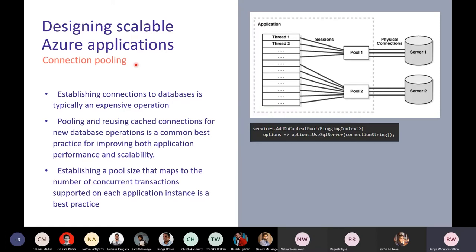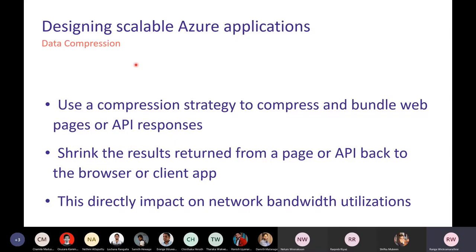Yep. Then the most important part, data compressing. I guess most of the bundling packages support this nowadays. Even back in the day, IIS server had something called dynamic compression and static compression. It tries to compress the content pushed out from the web server to the client. So it actually helps to reduce network bandwidth utilization as well. That's something to consider when we are talking about scalable apps.